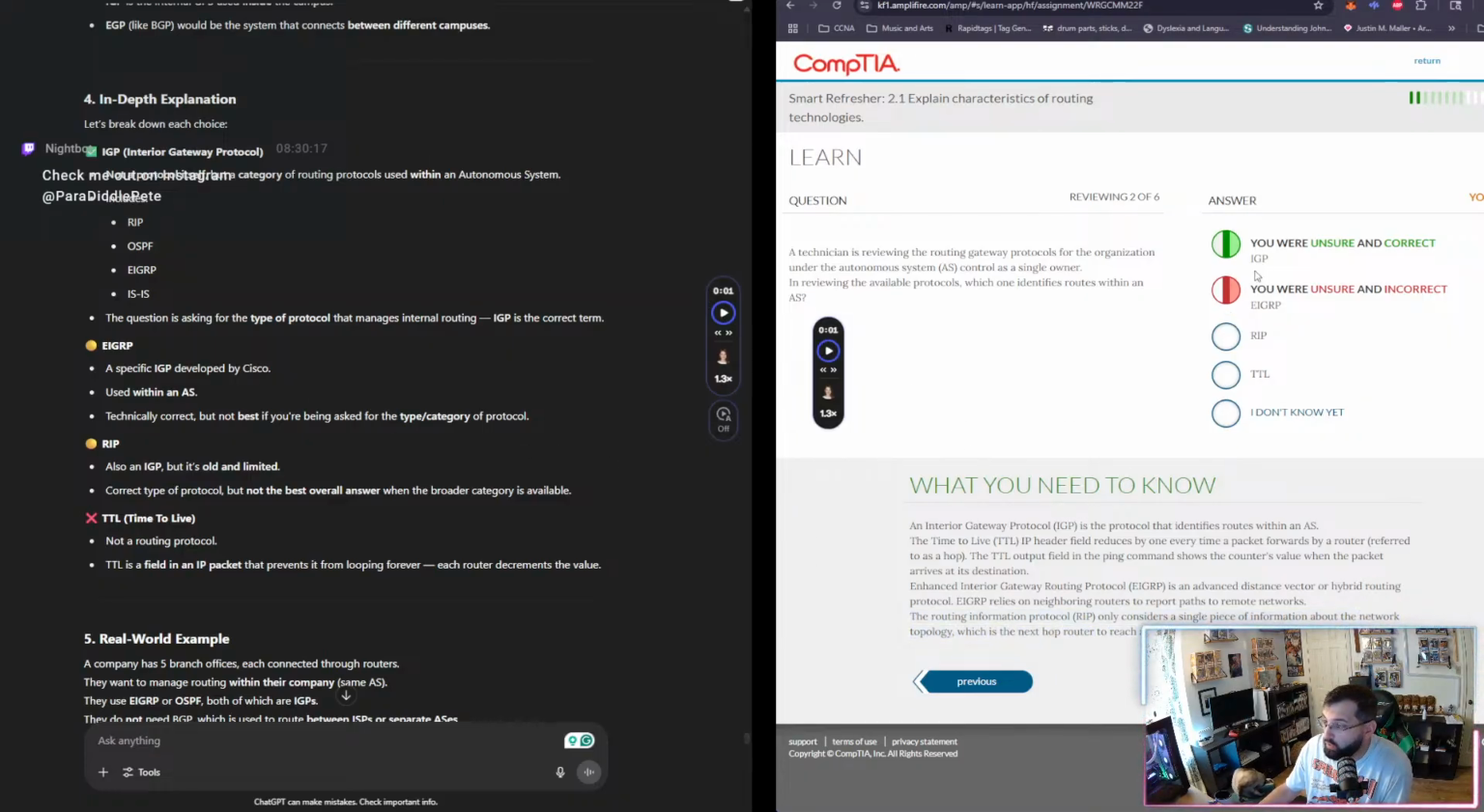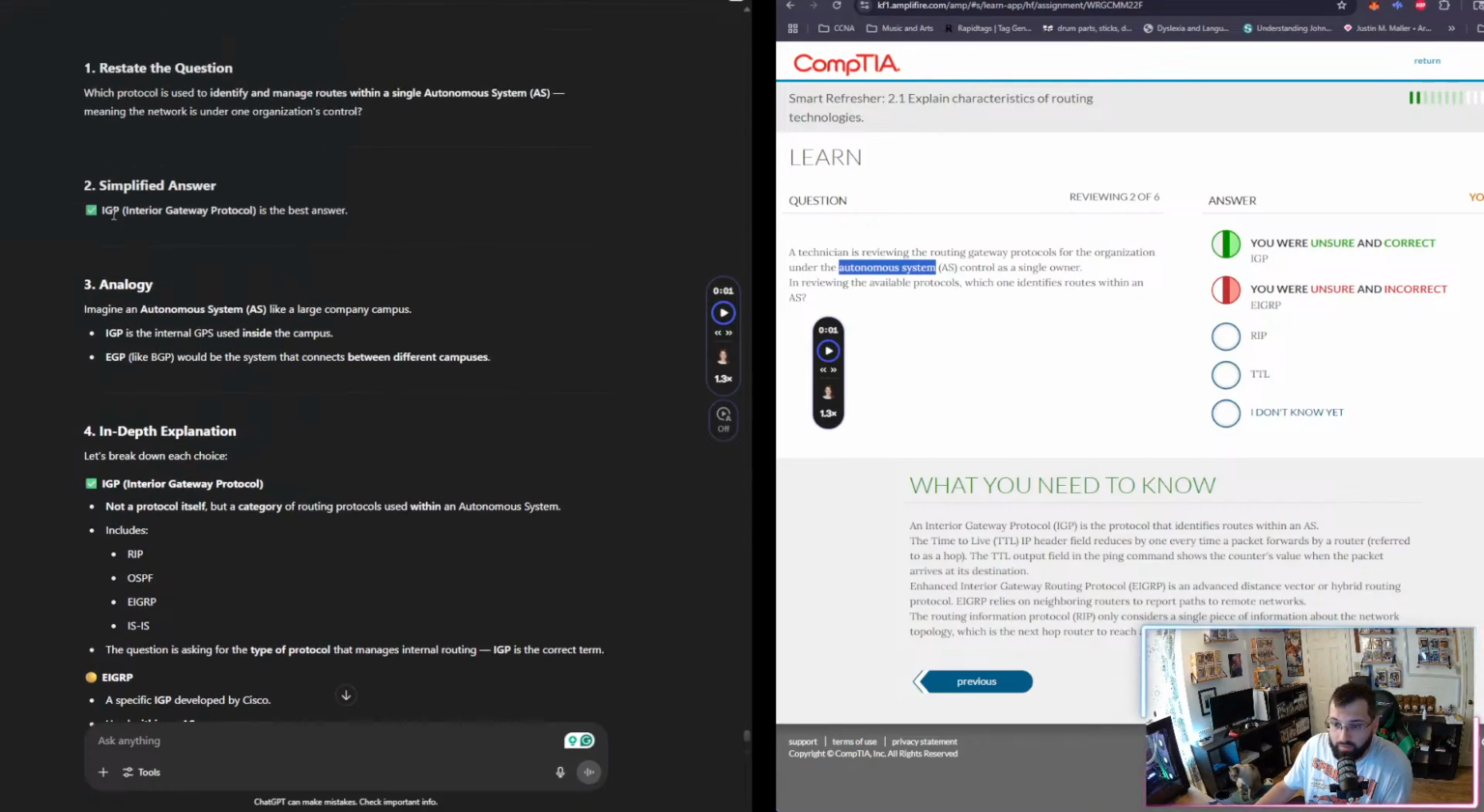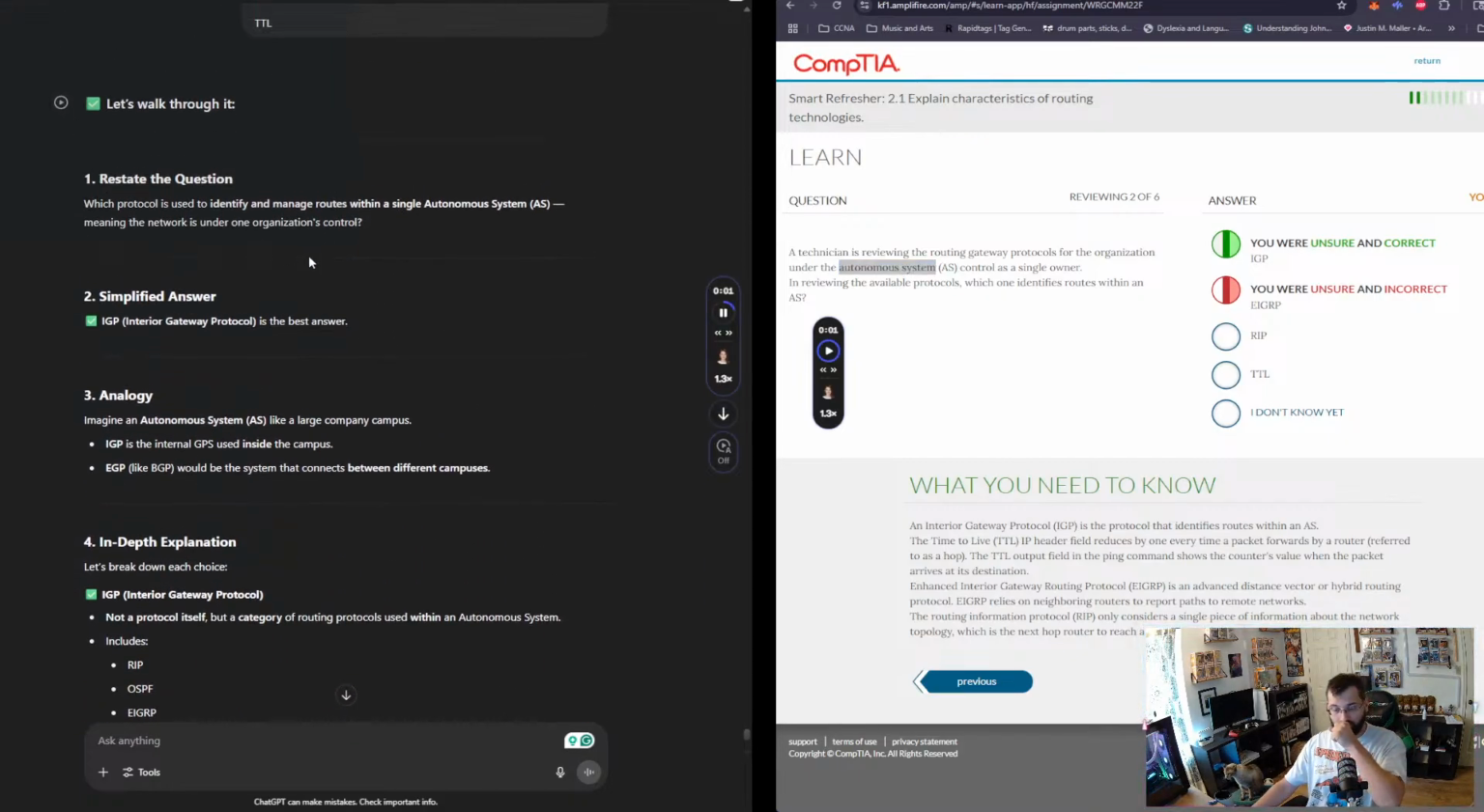Okay, the only one we don't know is the IGP, the Interior Gateway Protocol. This is the protocol that identifies routes within the AS. The AS is the autonomous system. So let's see what the chatbot has to say. Real-world example or scenario. Okay.